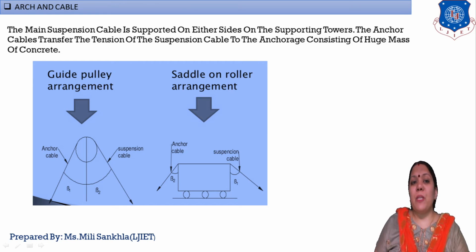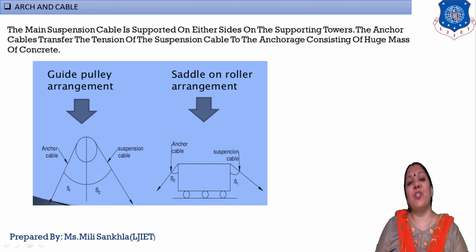Now the main suspension cable is supported on an anchor cable. This one is our anchor cable, and this pier is also known as the supporting tower. The anchor cable transfers the tension of the suspension cable to the anchorage consisting of a huge concrete mass. Clear? The suspension cable is supported by the supporting tower, and then the load of this suspension cable is transferred through the anchor cable into the huge concrete mass. This is the mechanism of load transfer in a suspension bridge.